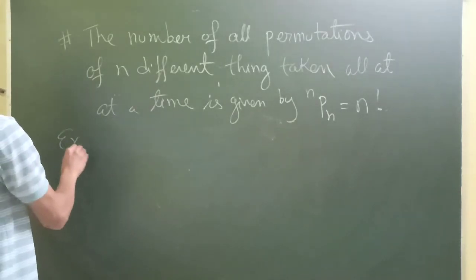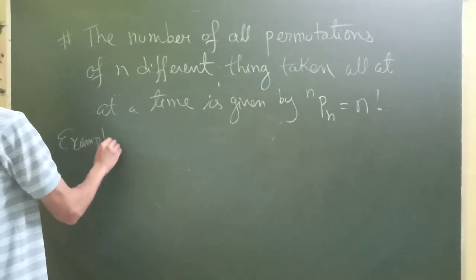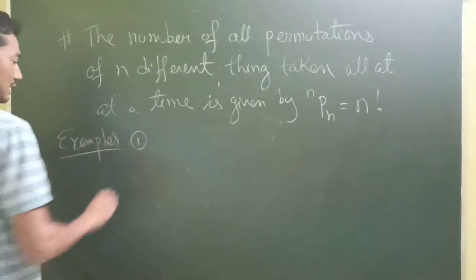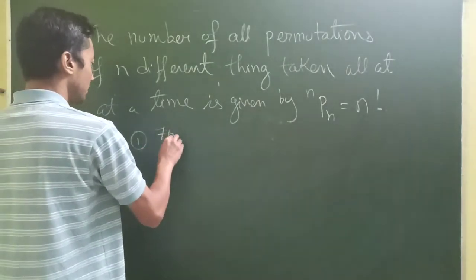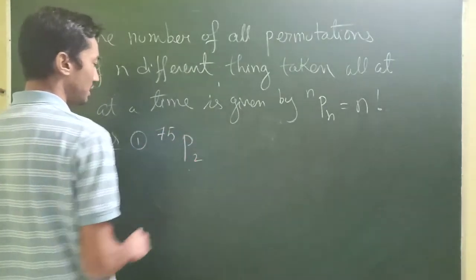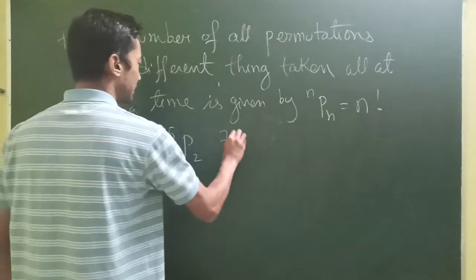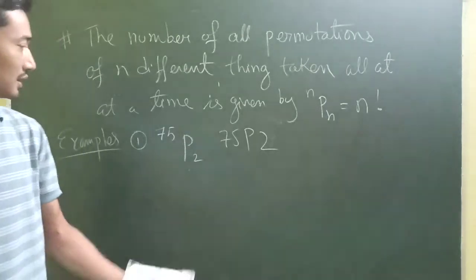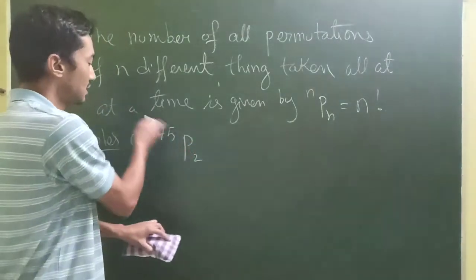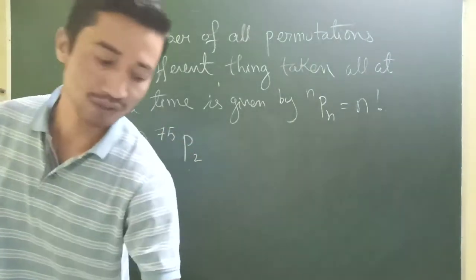Now let's solve some examples. Like the first question, let's try to solve 75P2. Please write it properly, okay? Don't write like this, 75p2. That's not the way we write this. Write it with subscripts, or just in terms of smaller letters, 75P2.